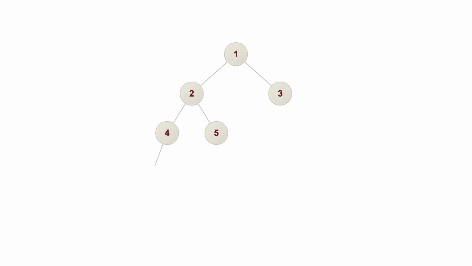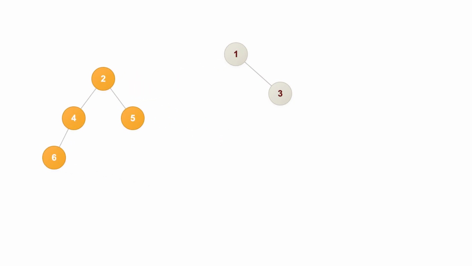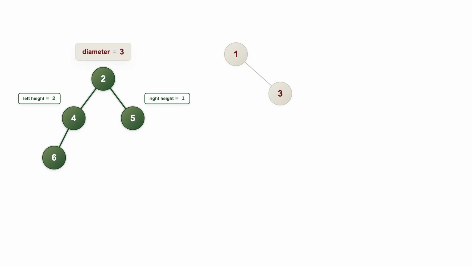Alright, so let's figure out how to actually compute this. We will look at this example and let's zoom into the subtree on the left side. For node 2, what is the diameter passing through this node? The left height is 2, the right height is 1, so the diameter through the node is 2 plus 1 equal to 3. And this is the key computation we do at every node.